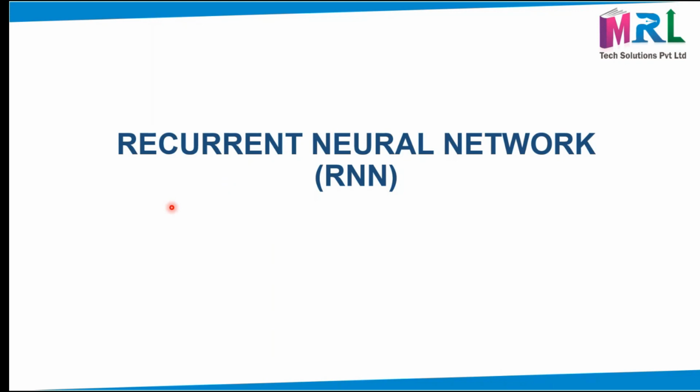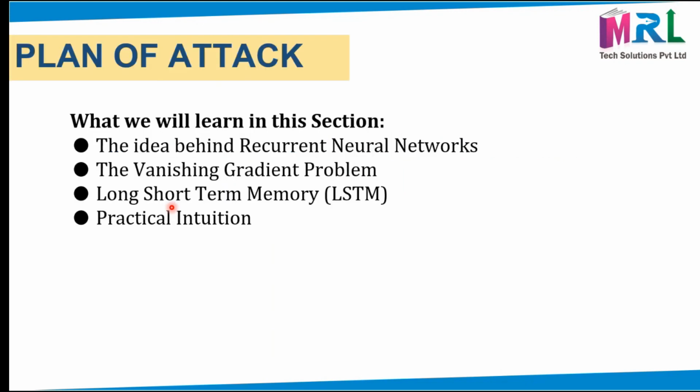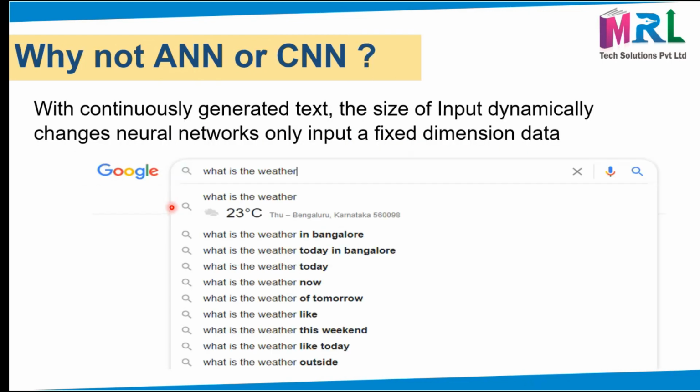When you come to the recurrent neural network, the reason for this recurrent neural network is that if you take ANN or CNN, it will work with fixed dimension data. So we have to give data with a fixed dimension. But there are some cases in the generation of text.